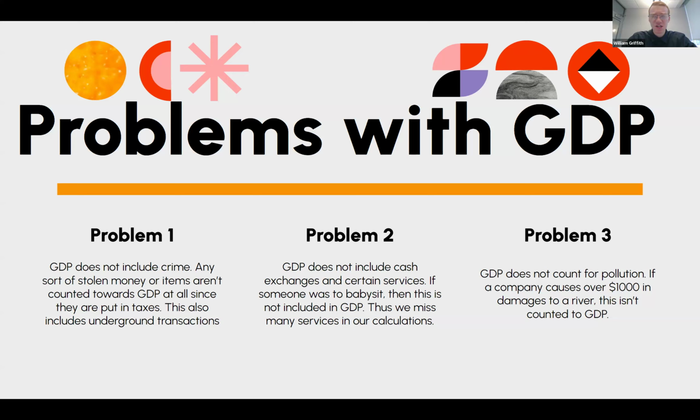And problem number 3, GDP does not count for pollution. Pollution doesn't have a value. It doesn't get put on taxes. It doesn't have anything like that. So we can't count it. So if a company just dumps oil in a river, that doesn't have a cash value. It doesn't get put on the company's taxes. The river doesn't have taxes. It can't be counted whatsoever towards GDP.